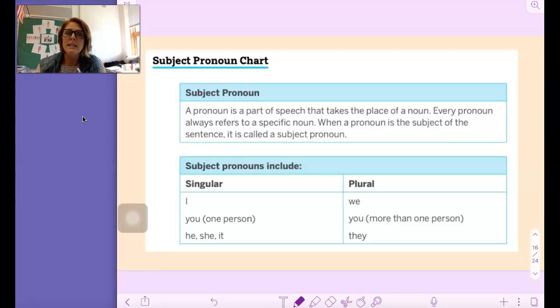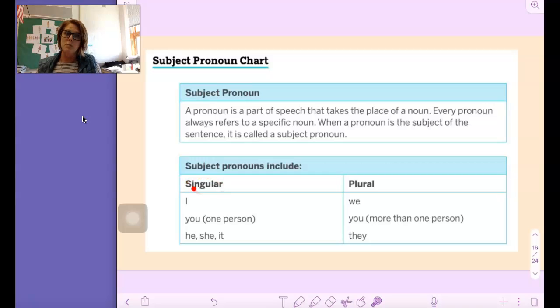A pronoun is a part of speech that takes the place of a noun. So we take the noun out of the sentence and put a pronoun in its place. Every pronoun always refers to a specific noun. When a pronoun is the subject of the sentence, who or what the sentence is about, it is called a subject pronoun.